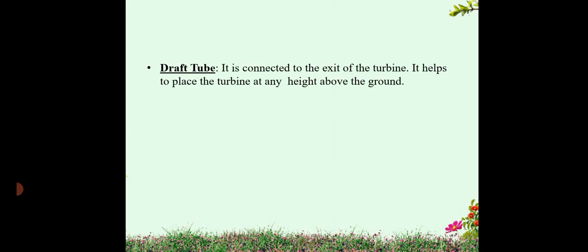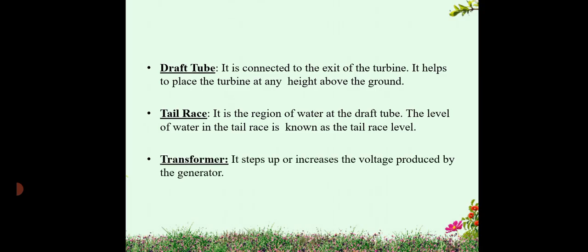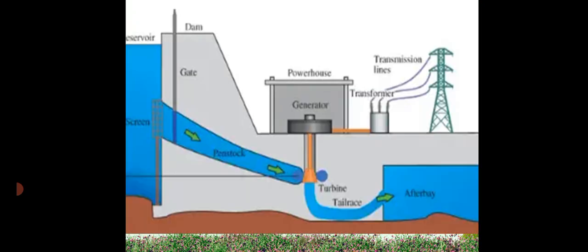Draft tube. It is connected to the exhaust of the turbine, which helps to place the turbine at any height above the ground. Next one is the tail race. It is the region of water at the draft tube. The level of water in the tail race is known as the tail race level. The transformer steps up the voltage produced by the generator.